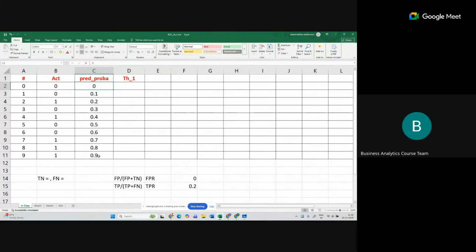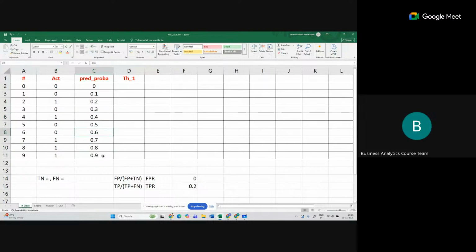Let's say you build a classification model and you get probabilities between 0 and 1. You might ask me, why have you given probabilities in ascending order? Generally, you don't get probabilities like this. This is for explanation purposes. I have purposefully taken probabilities in a particular order.